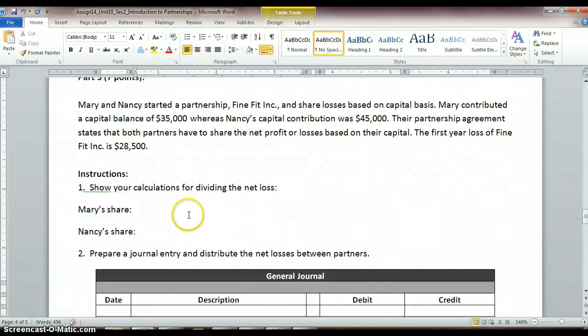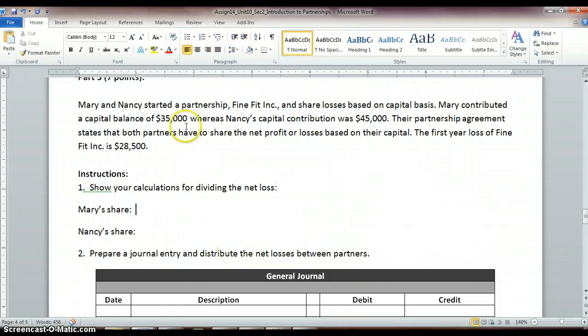So we need to show our calculations on dividing the loss. What you're going to have to do first is find the total amount of investment into FineFit Incorporated. Then you're going to want to find Mary's percentage of investment by taking her investment divided by total investment. Then you're going to find Nancy's investment the same way, so her investment of $45,000 divided by the total investment. That's going to give you the percentage to take times your loss. Then you need to tell me what's Mary's share of the loss and what's Nancy's share of the loss.